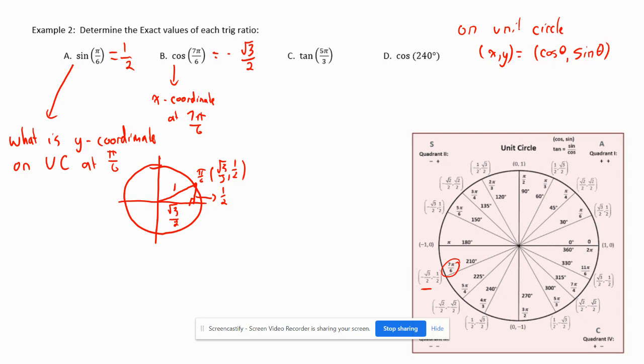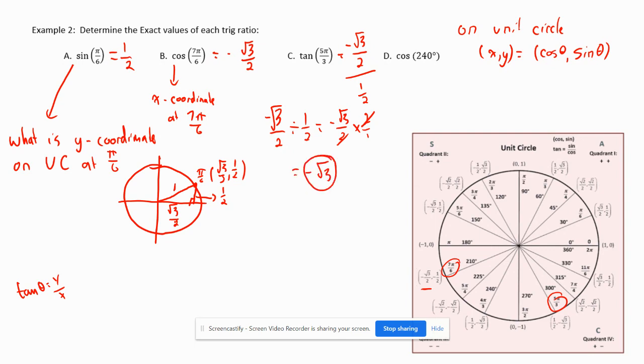Tan 5 pi over 3. Okay, so 5 pi over 3 is this guy here. Now we said before, what's tan equal to? Tan is y over x. So looking over here, my y-coordinate is negative root 3 over 2, my x is 1/2. So this is going to be negative root 3 over 2 divided by 1/2. Now, just a bit of fraction rules: negative root 3 over 2 divided by 1/2 is the same thing as negative root 3 over 2 times 2 over 1. So it's like multiply by the reciprocal. These 2's cancel out, and our answer is negative square root of 3.